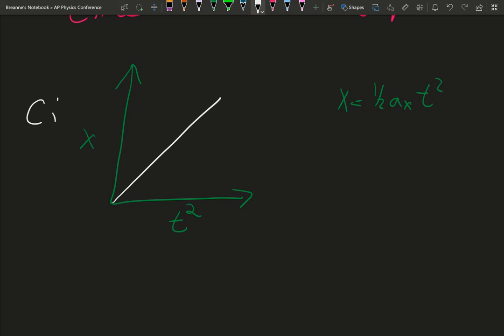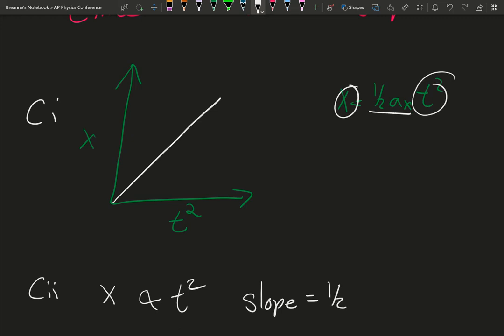Okay, C2 is how could this graph be used to analyze the data to determine acceleration. In this one, this is CII, we used X is proportional to t squared. So that means you're stating your slope is going to be what's left over. So your slope would be 1/2 of your acceleration. And then you're just comparing, so the acceleration is twice the slope because of that lovely 1/2.